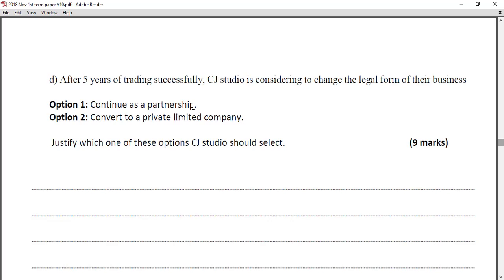As a result, you can say the business will be developed. You can buy more equipment and more technology, and there is no risk of losing control to anyone, right? And there is no need to publish the accounts. So in a partnership, these things are very confidential. These things are the advantages. However, there are drawbacks also.